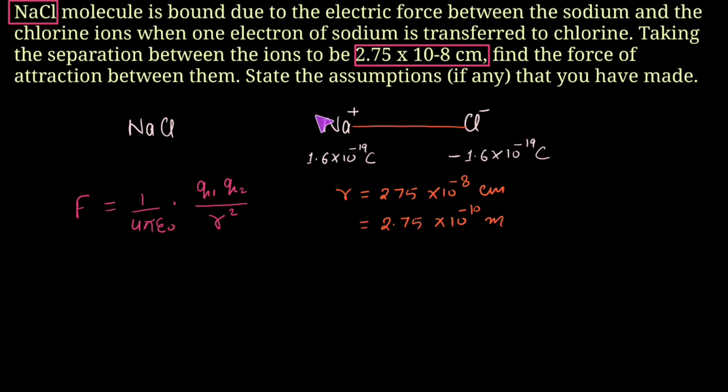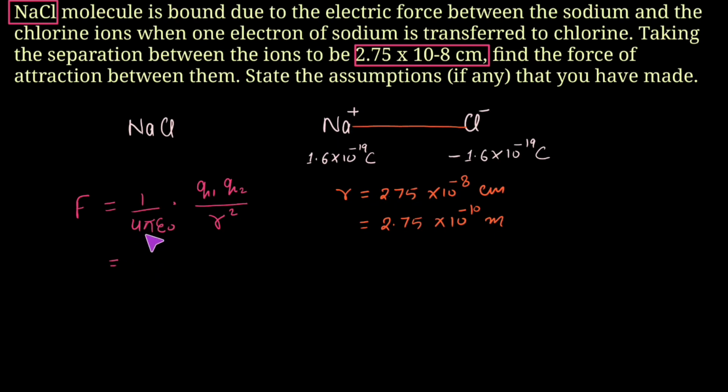So we have to assume that Na+ and Cl- here are point charges, and point charges mean that the distance between these two ions is very high as compared to their sizes. So after assuming that, let's apply this law.